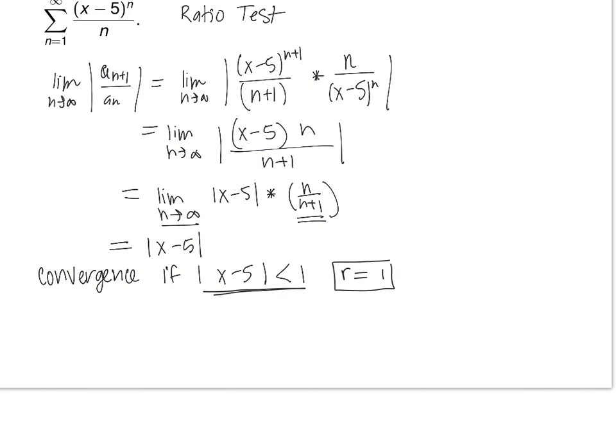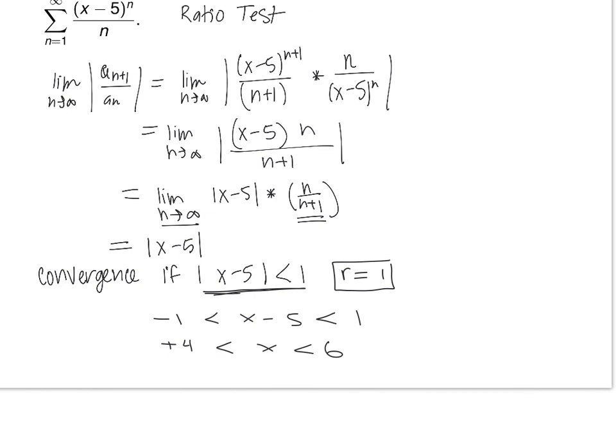Now to find the interval of convergence, you expand this out into a compound inequality. You say, well, negative 1 has to be less than x − 5, which is less than 1, or 4 is less than x, which is less than 6. So your series converges for all the x's between 4 and 6.